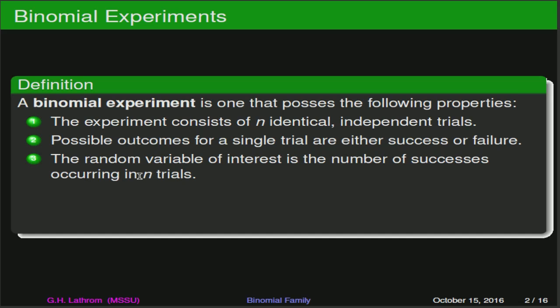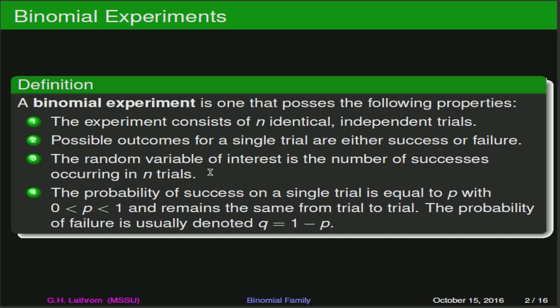Now, the last thing that we need to know about is the probability of success on any single trial. It is going to be some value p, and p is going to be a real number between 0 and 1. So that represents the probability of success on any particular trial. Now, just a little bit of notation that goes along with this. Usually we represent the probability of failure with the value q, being 1 minus p.